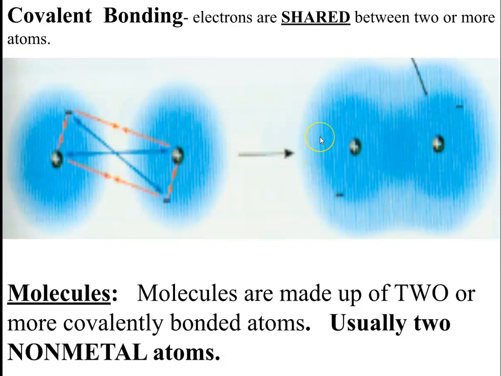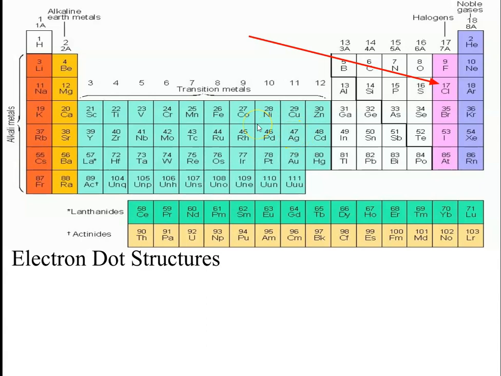Molecular compounds and covalent bonds typically form between two non-metal atoms, two atoms that want to gain electrons to become more stable. Let's take a look at it using Lewis dot structures. In this example, we're going to talk about the element chlorine. Remember, chlorine is in group 7A, so chlorine would have 7 valence electrons, needing to gain one in order to become more stable and have that full octet.